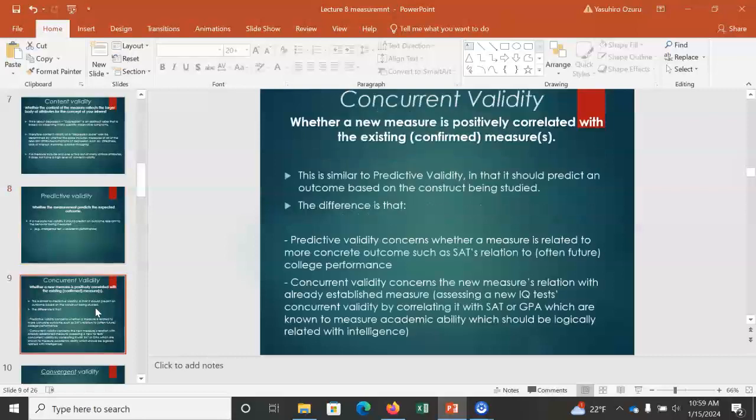Concurrent validity is somewhat similar to predictive validity: whether a new measure is positively correlated with an existing measure. Here the frame is a little different from predictive validity. Now you came up with a new measurement, and you want to establish the validity of that new measurement. In order to do that, you need to correlate it with an existing measure that is confirmed to have high validity. If there is a high positive relation between the new measure that you're interested in and the established measure, it's said to have a high concurrent validity.